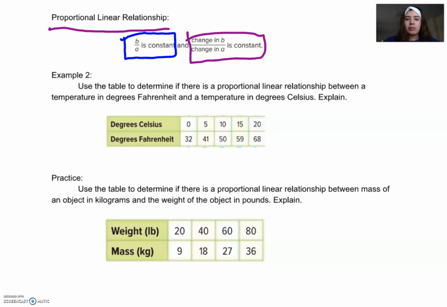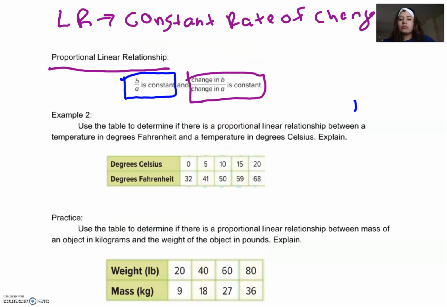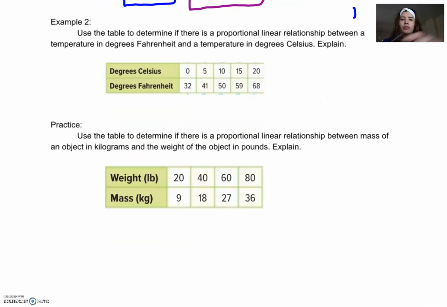So we're using this table to determine if there is a proportional linear relationship between a temperature in degrees Fahrenheit and a temperature in Celsius. Explain. So let's do the one we know how to do already, and we're going to check that constant rate of change. So the rate of change for each of the degrees in Celsius is 5.